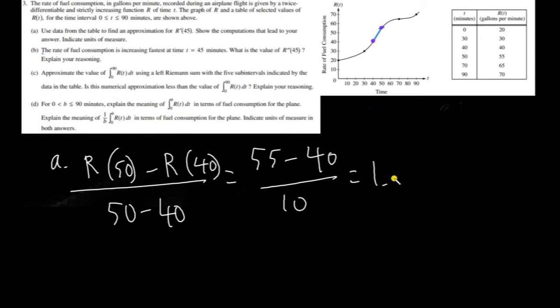So the way we're going to do that is we'll take r of 50 minus r of 40 over 50 minus 40. What is r of 50 and r of 40? Well, we just have to look in the table. That's 55 minus 40 over 10, which is 1.5. And then for units, since we're dealing with a slope, the units are going to be the units for the y-axis divided by the units for the x-axis.